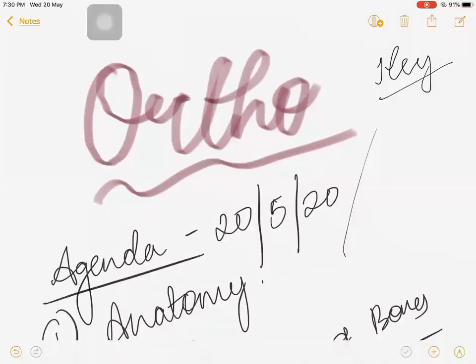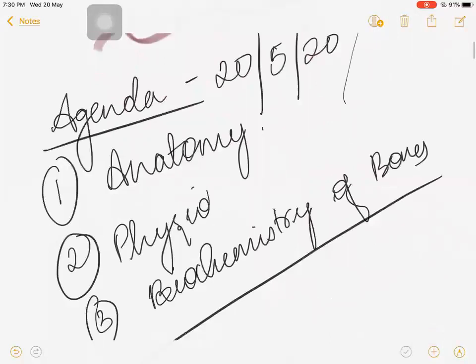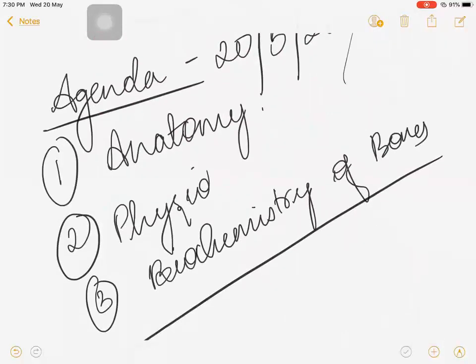Okay, so we'll be doing ortho today. Our basic agenda will be to know the foundation of ortho. So we'll know the basic anatomy, physiology, and the biochemistry of bones. That'll be our agenda. That's what we are trying to do today.